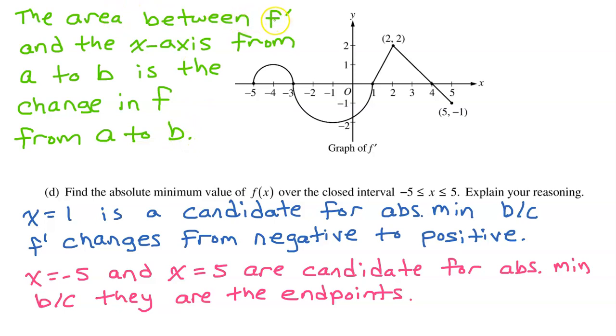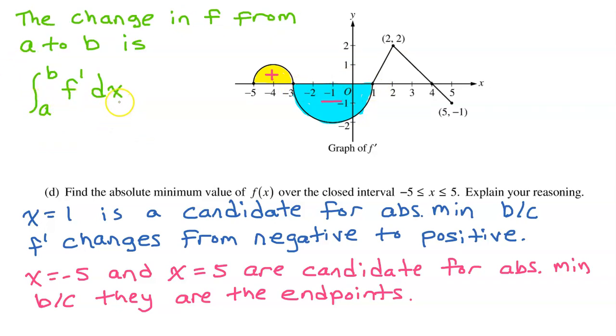The area between f prime and the x-axis from a to b is the change in f from a to b. For example, this yellow area represents the change in f from -5 to -3. If the area is above the x-axis, it is positive. That means the value of f increases from -5 to -3. If the area is below the x-axis, it is negative. So the value of f decreases from -3 to +1.